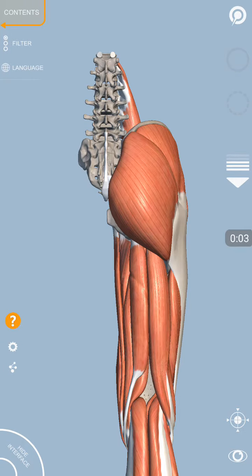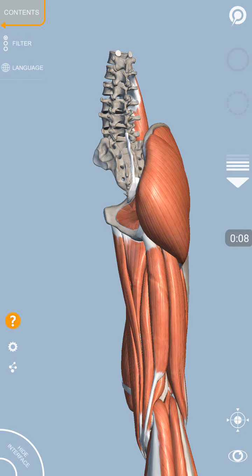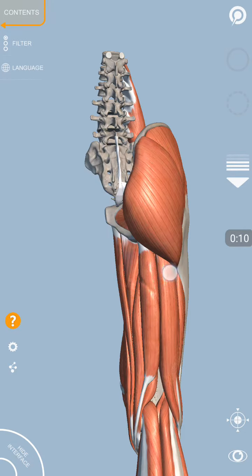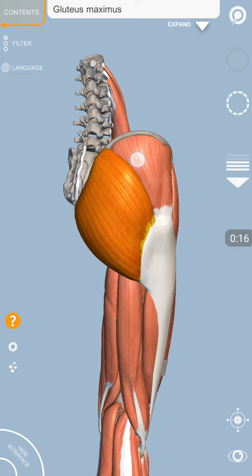In this video, we are going to learn about the gluteal region. There are two layers in the gluteal region, the superficial layer and the deep layer. In the superficial layer, there are three muscles: gluteus maximus, gluteus medius, and gluteus minimus.